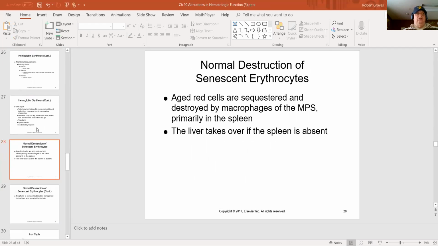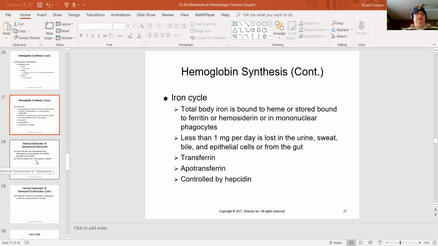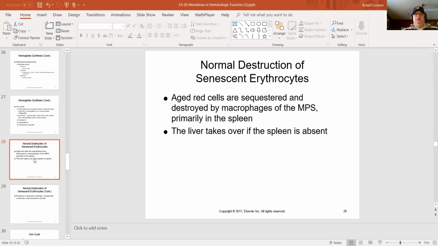Before we get into the iron cycle, I have just, oh, here we go. I don't know why I have them out of order, but I do. So we're going to skip to slide 28 for just a moment.